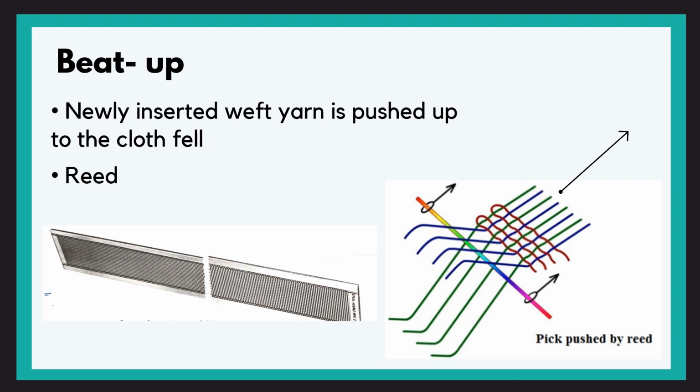And here the cloth is formed. So this process is known as the beat up motion. So one beat up is done after every pick. So now we are aware of the three primary motions that are shedding, picking and beat up.